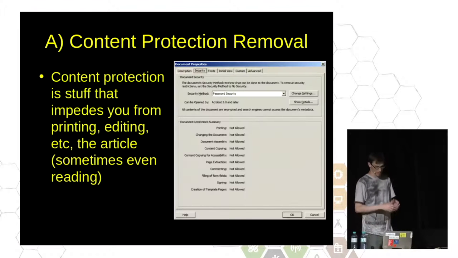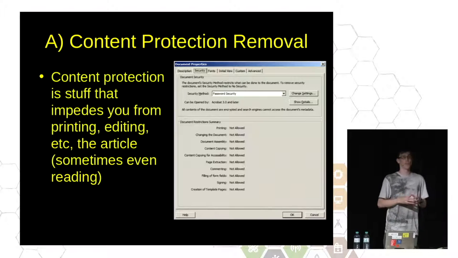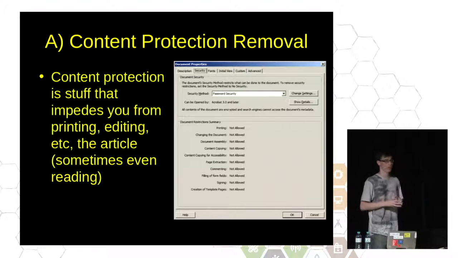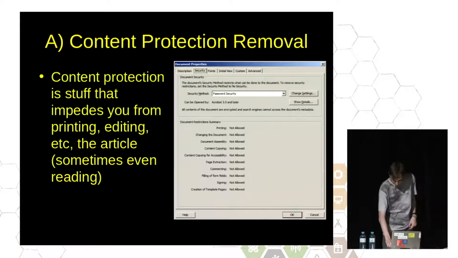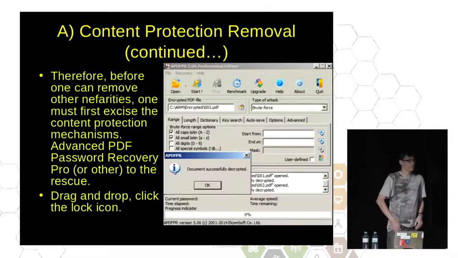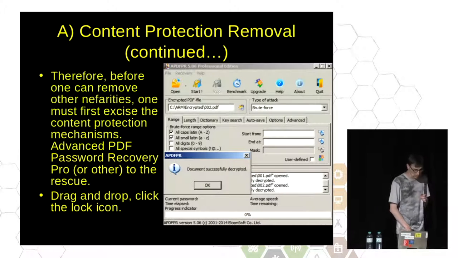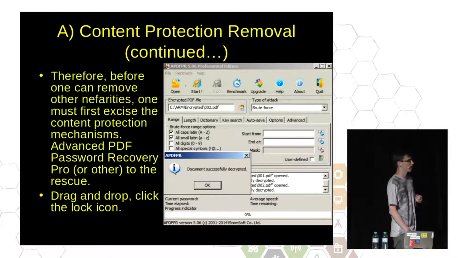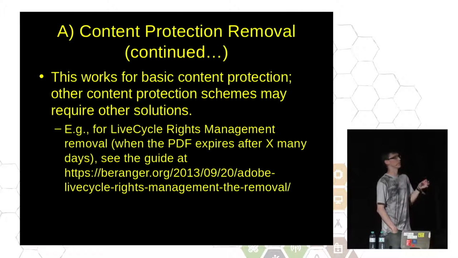So let's start with content protection. Content protection is very basically stuff that prevents you from doing stuff to the article. Sometimes things like copying it, like printing it, or reading it. And again, there's very, very many easy to use tools that we could deploy to defeat content protection. One such tool is the Advanced PDF Password Recovery Pro, which can also brute force passwords to PDFs if they're not just content protected, but also password protected.